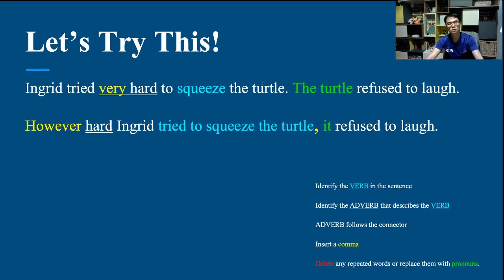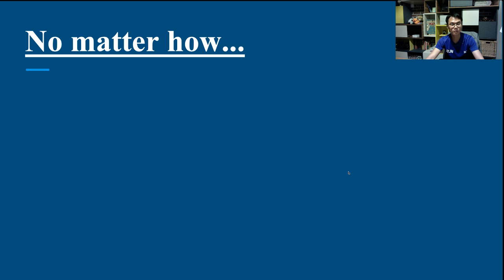So identify the verb, identify the adverb. Adverb follows the connector. Subject comes after the adverb. Comma is inserted because the connector is in front, and then the pronoun replaces any repeated nouns. Okay, so there are quite a lot of things going on here, right? Let's look at another related example.